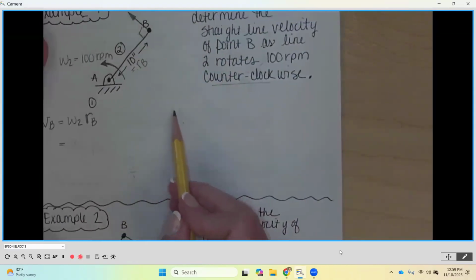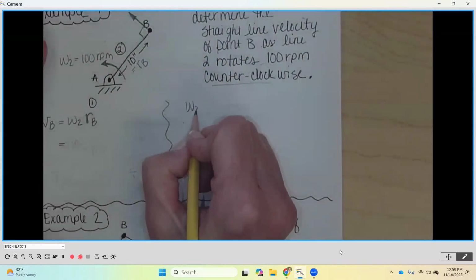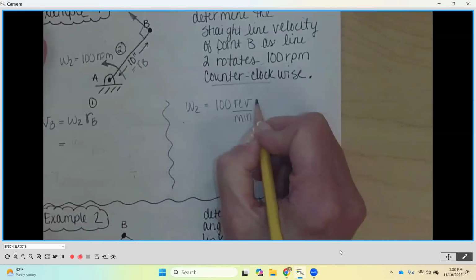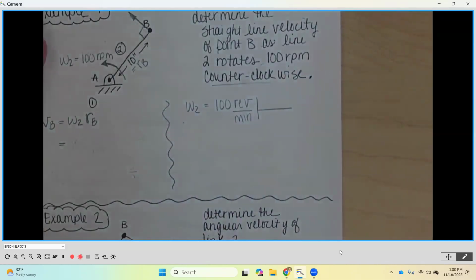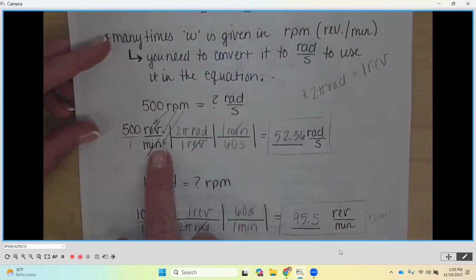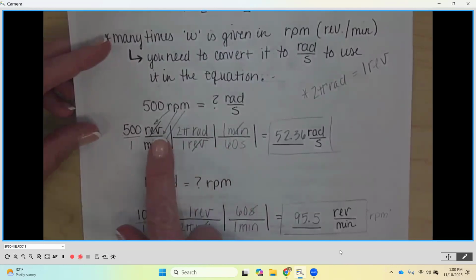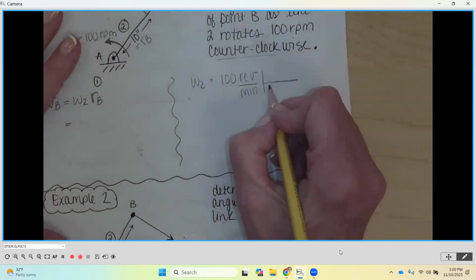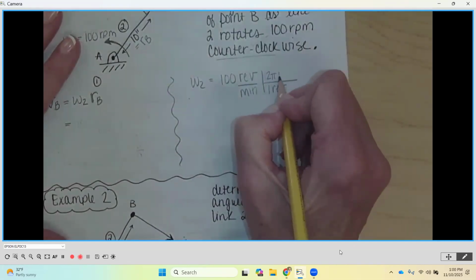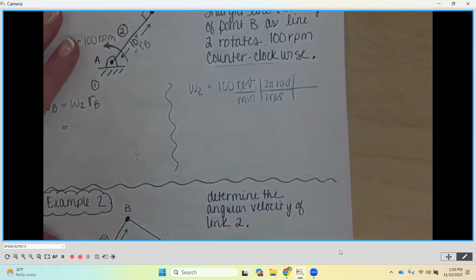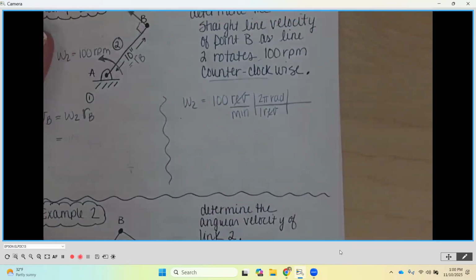So we want to convert this to radians per second to use in our equation. The first thing we need to do, and I'm going to do that over here, is my conversion. I need to say W2 is equal to 100 revolutions per minute. And I am simply going to convert that to radians per second. Okay, so over here is going to be my conversion. And if you need to go back and look, we did this in that first example, 500 revolutions per minute, right? So you'll notice that we have revolutions on top, minutes on the bottom, and now we're going to use that conversion. 2 pi radians is equal to 1 revolution. So 1 revolution goes on the bottom, 2 pi radians on top. Revolutions cancel.